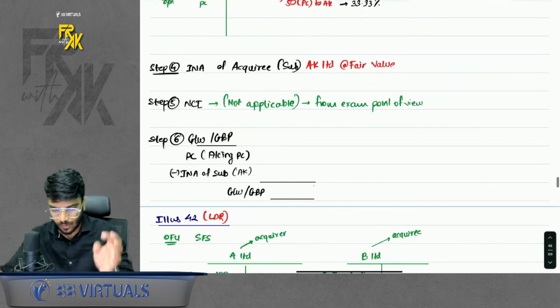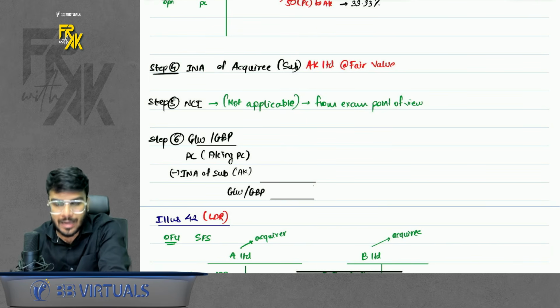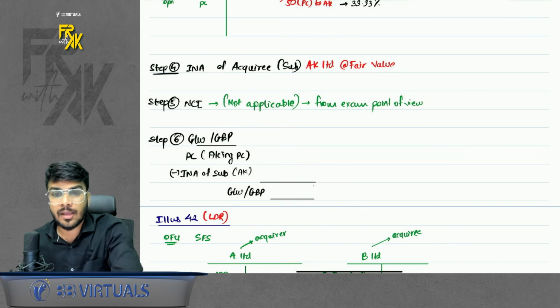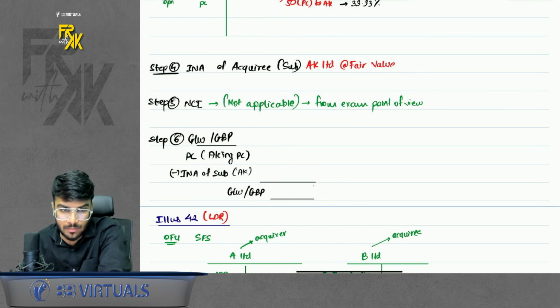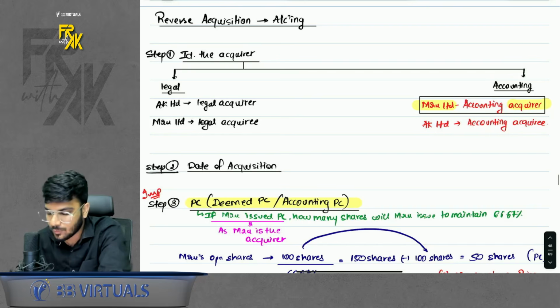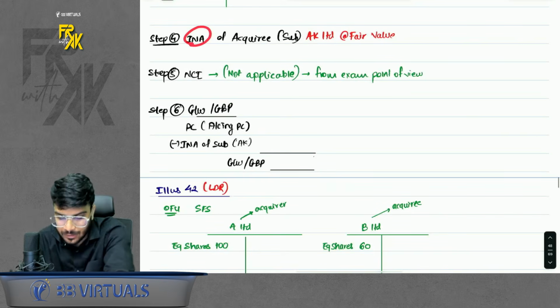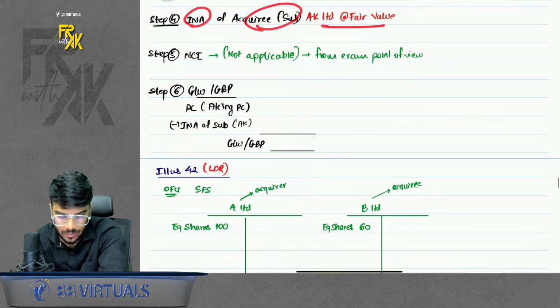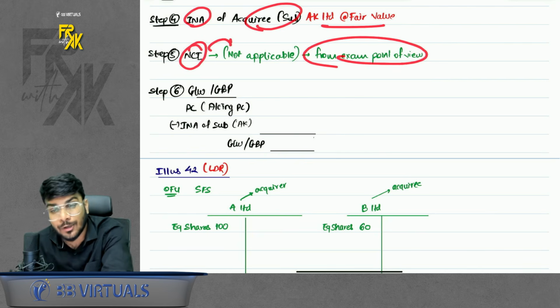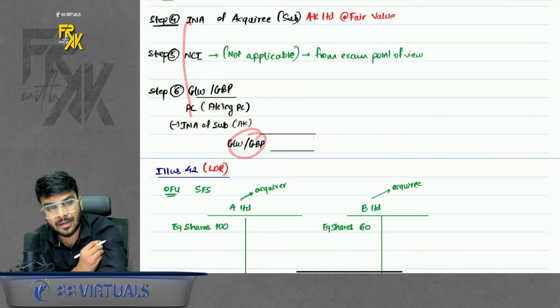Chalo, rest. Then step number 4, we take INA. Do remember when we talk about INA, normally we take INA of the subsidiary. Here, which subsidiary are we talking about? Subsidiary from the accounting point of view or from the legal point of view? Here we are talking about the subsidiary from the accounting point of view. Who is the subsidiary or acquiree from the accounting point of view? AK. So here in step number 4, we will take the INA of AK Limited at fair value. NCI is not applicable from the exam point of view in case of reverse acquisition. Step number 6 is goodwill or GBP. You will take the PC in step number 3, less the INA in step number 4. You will get GBP or goodwill.